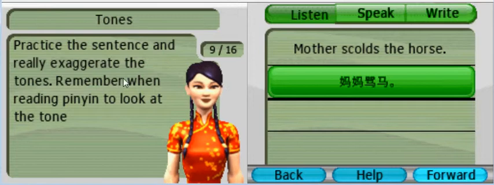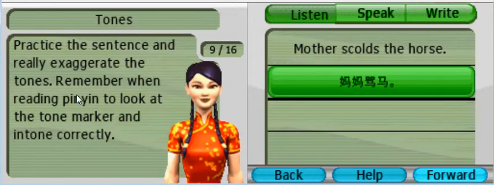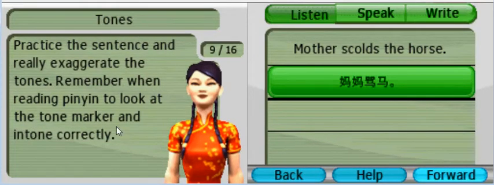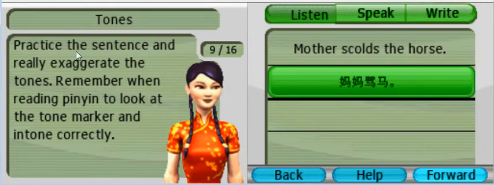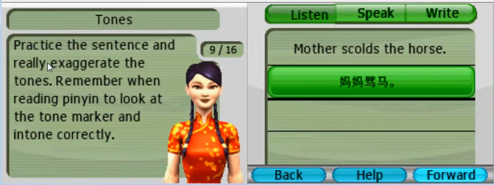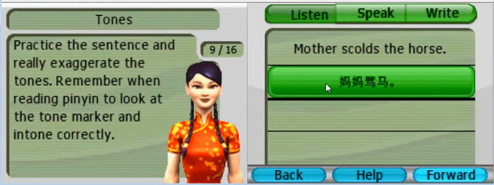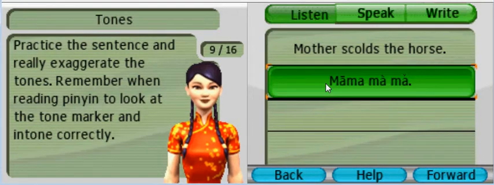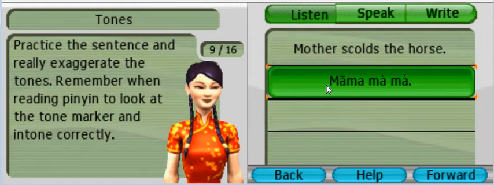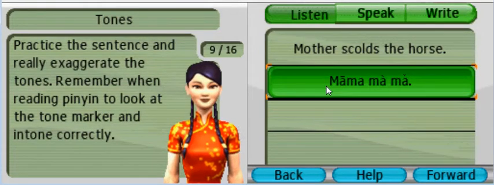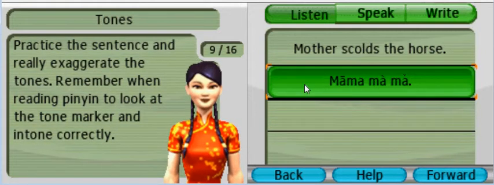Practice the sentence and really exaggerate the tones. Remember when reading pinyin to look at the tone marker and intone correctly. So probably that's the key point, to say the sound slowly and to exaggerate the tone so that I will eventually get it. Mama. Mama. Ma. Ma. It just sounds like mama.